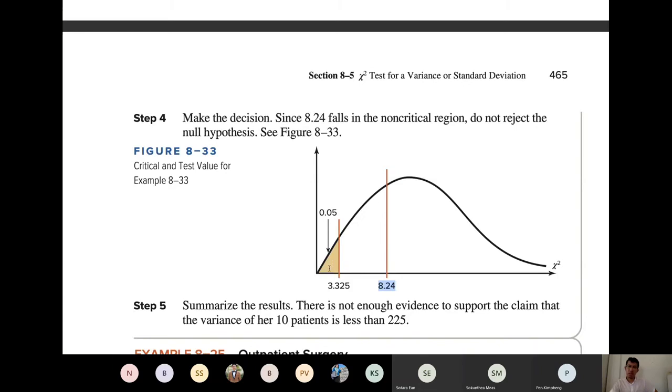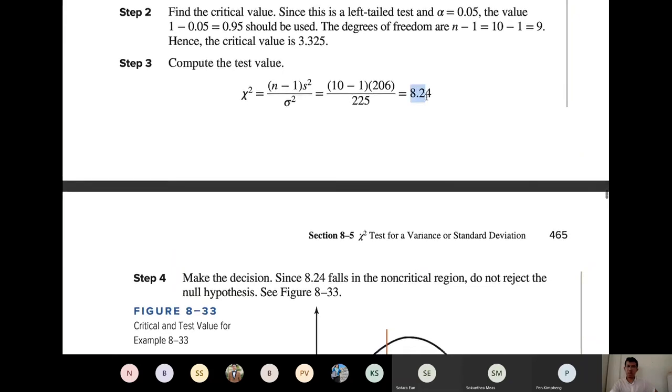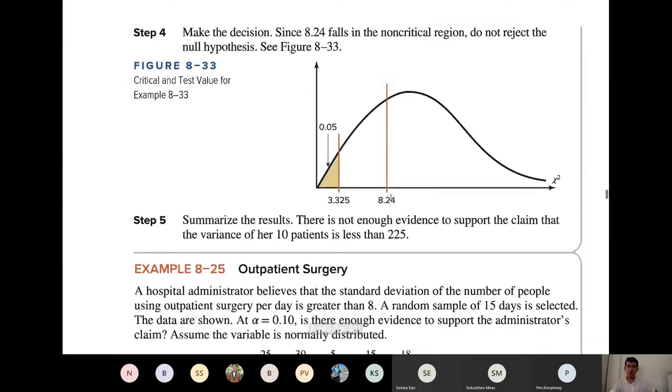This is the rejection region. If the value is less than this, you have to reject the null hypothesis. But in our case, the test value is 8.04. It is to the left of this value, which is outside the rejection region. That's why you have to come up with this conclusion: do not reject the null hypothesis.